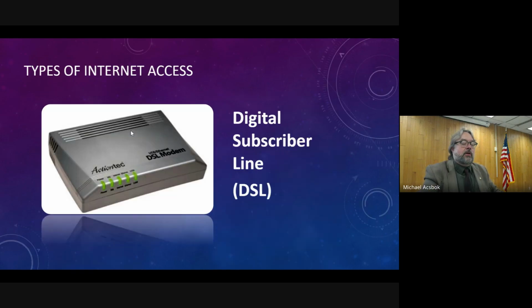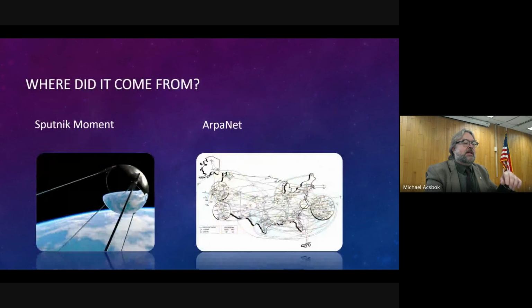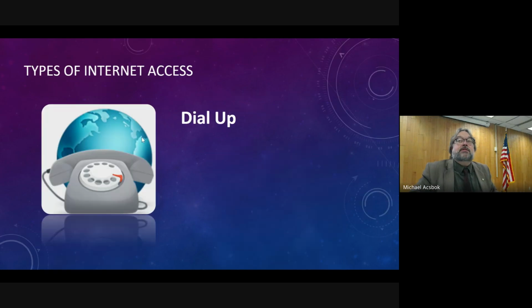So that's where the internet came from. It's been around since 1969, a military ARPANET, which was a reaction to the Sputnik satellite going up, and then a combination of Tim Berners-Lee creating a browser and a language for us to use easily on the internet, and Al Gore bringing it to the public, brings us to where the internet is today.